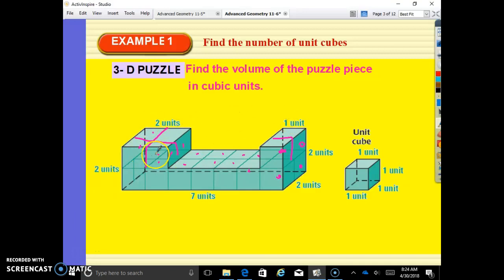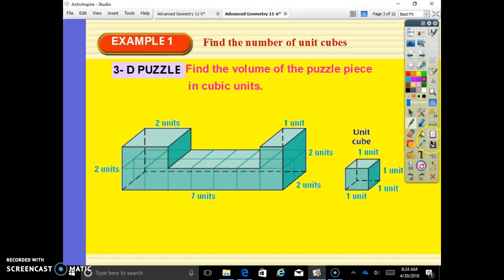You guys see how there's 4 up here? And this is 7 by 2. That's 14 of them down here. 14 plus 4 is 18, 19, 20. 20 cubic units.